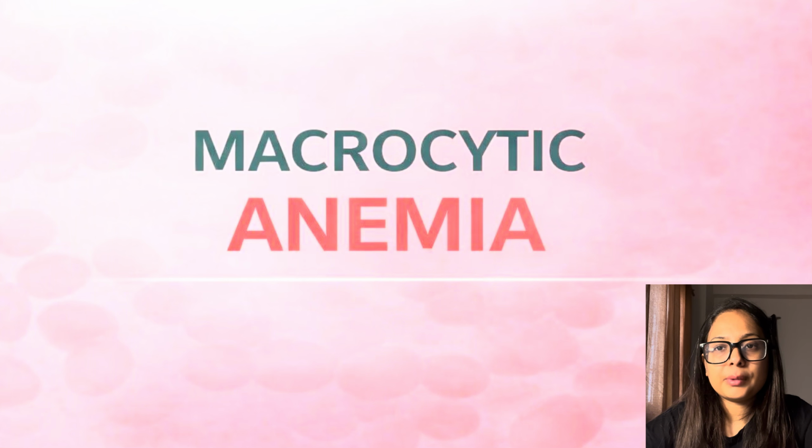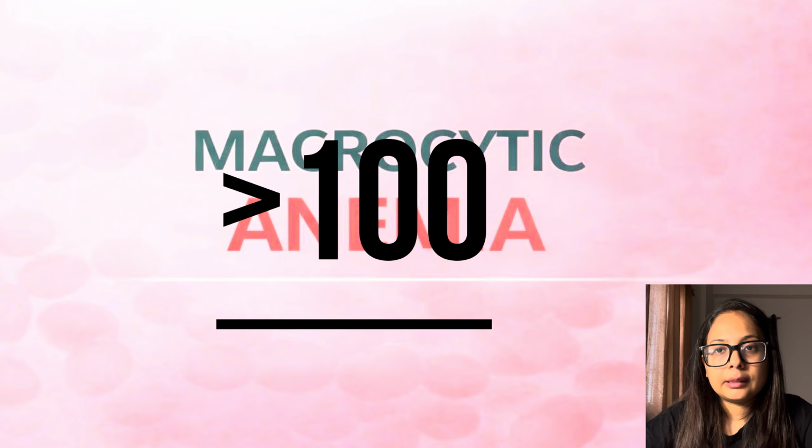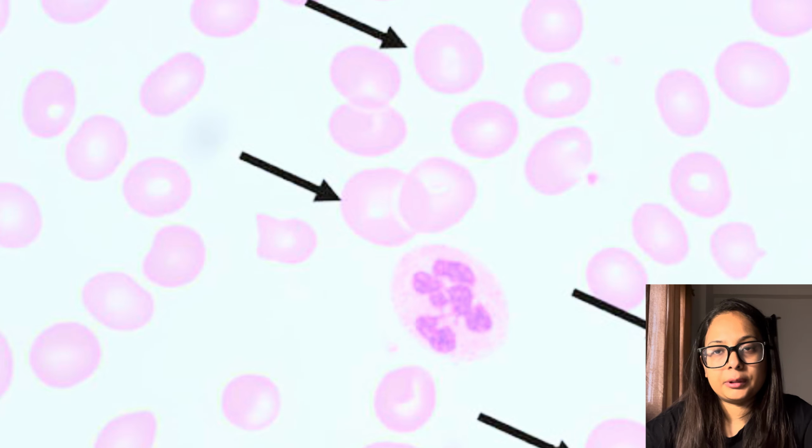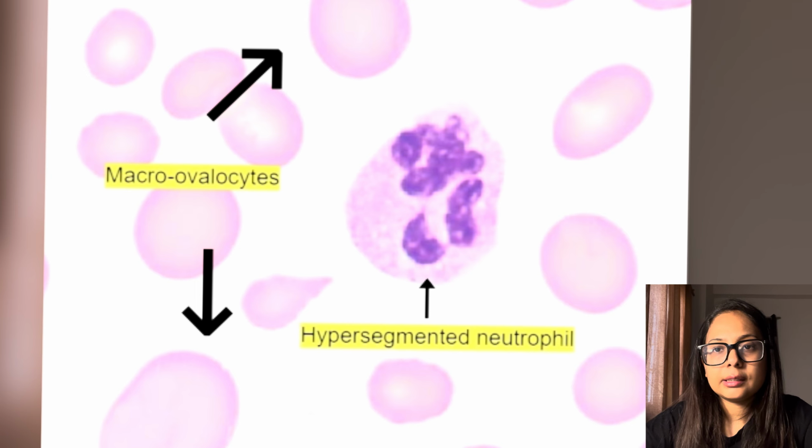Mnemonic. Now let's move to macrocytic anemia. In this type, mean corpuscular volume is more than 100 femtoliter and the size of RBC is hence larger than the normal RBC. On peripheral blood smear, you will see macrocytes, ovalocytes, macro-ovalocytes, and you might see pencil cells. One very important finding is hypersegmented neutrophil, which is the key clue.